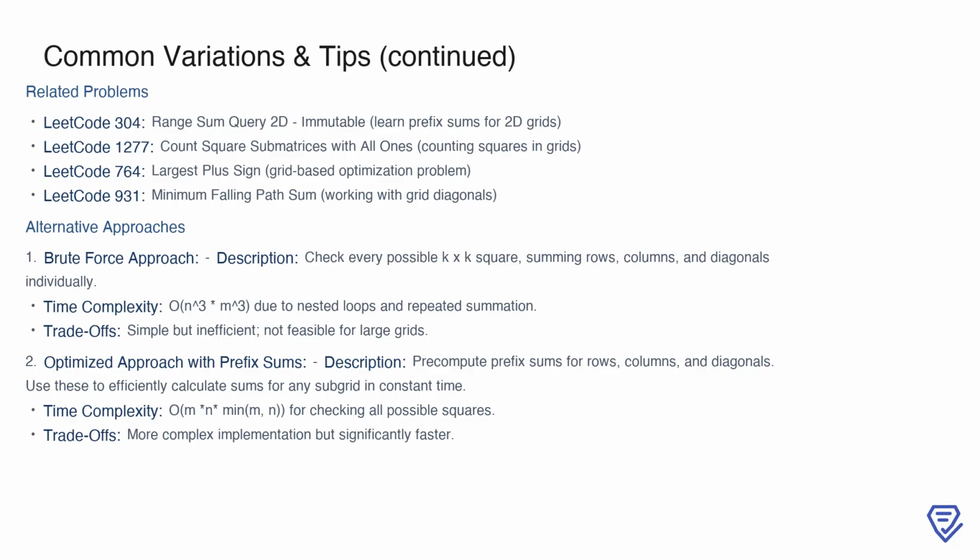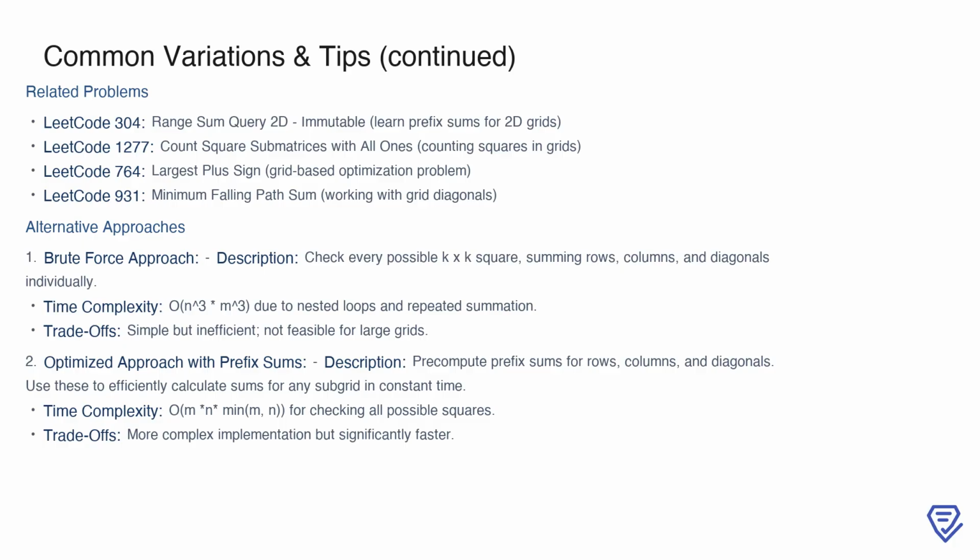For example, LeetCode 304, Range Sum Query 2D Immutable, is a great way to practice using prefix sums in two-dimensional grids. Another related problem is LeetCode 1277, Count Square Submatrices with All Ones, which involves counting squares in a grid and shares some structural similarities. LeetCode 764, Largest Plus Sign, is another optimization problem involving grids, and LeetCode 931, Minimum Falling Path Sum, focuses on working with grid diagonals. These problems can help you build a strong foundation for solving grid-based challenges.